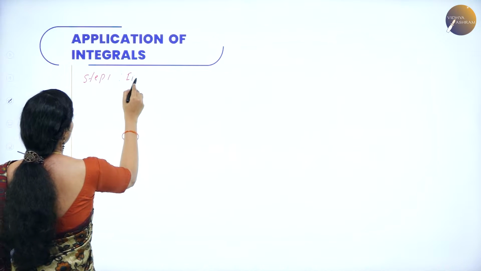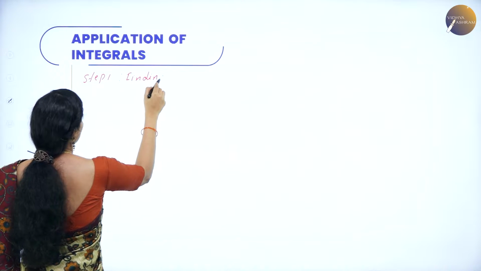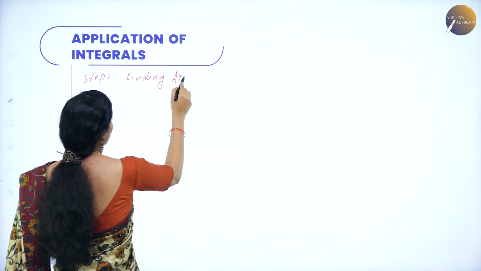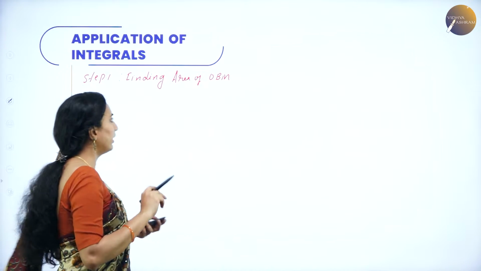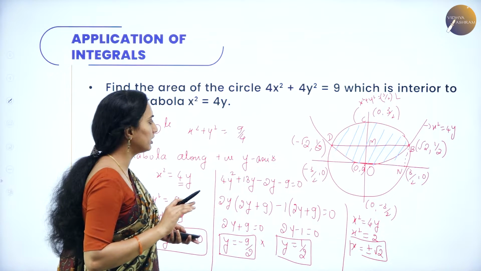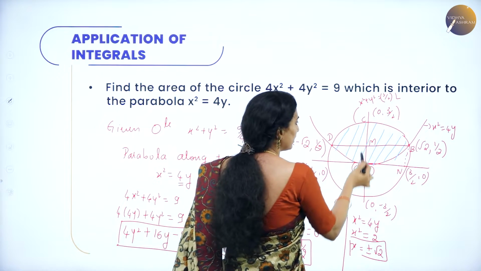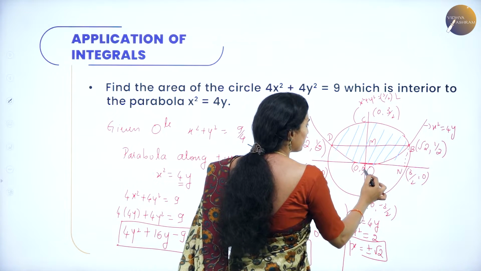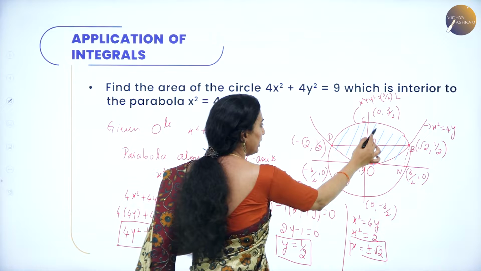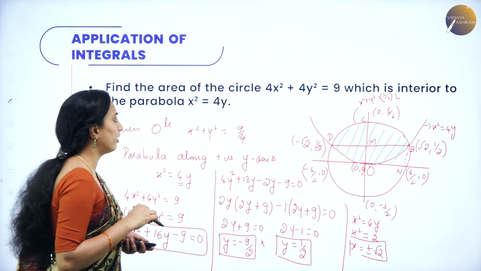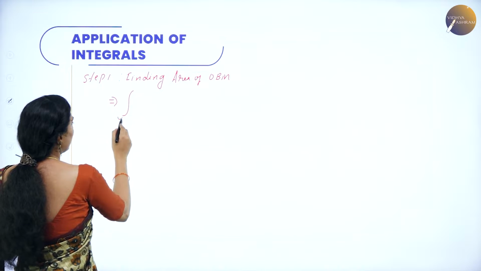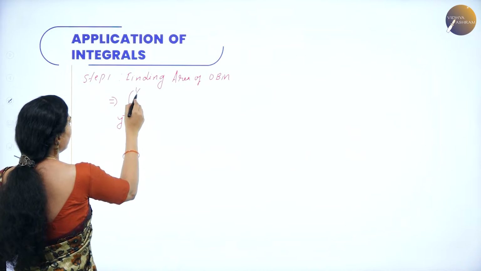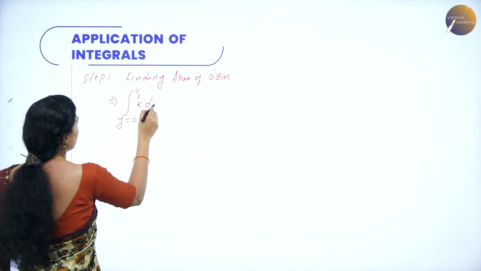finding area of OBM. Now finding the area of OBM, see dears, you can take it here along the y-axis. Along the y-axis means from 0 to half you can take it as OBM, right? So OBM if you are finding, which will be giving you integral, y will be varying from 0 to half, x into dy.